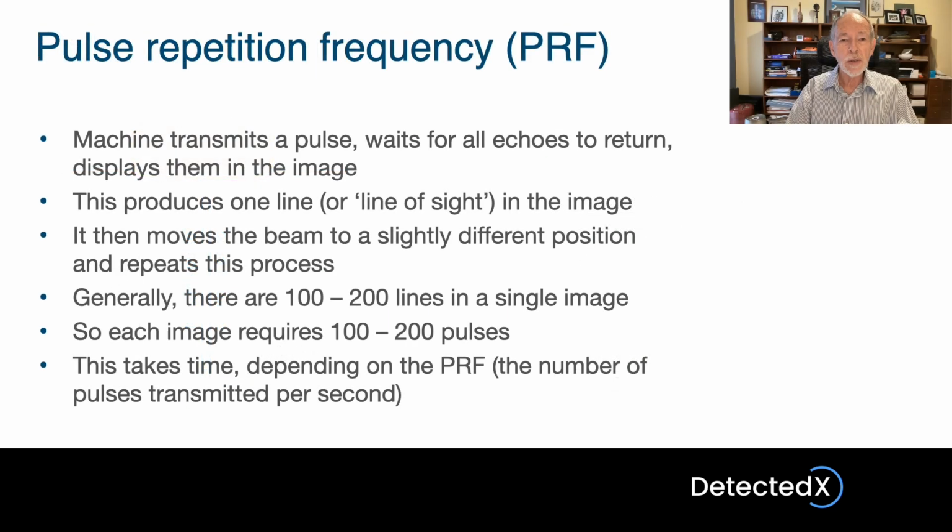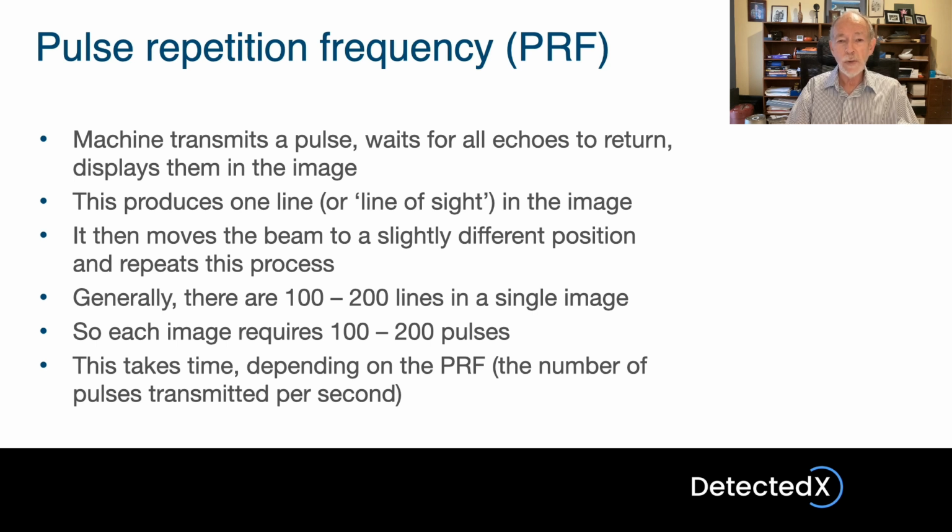The actual process of creating an image is described here. The machine transmits a pulse. That pulse then travels down an ultrasound beam, interacting with the tissues, creating echoes. The machine waits until all of the echoes have returned. So it waits until there are no more detectable echoes, and it has then acquired the information for one line in the image, sometimes known as a line of sight in the image. So that gives us one line of echo information in our image.